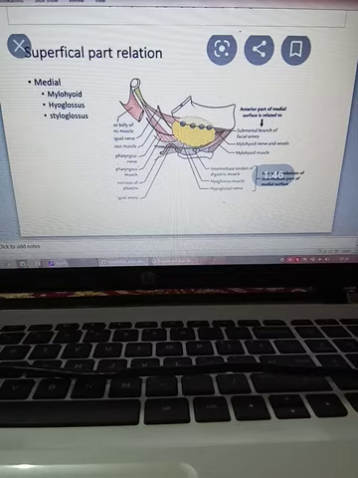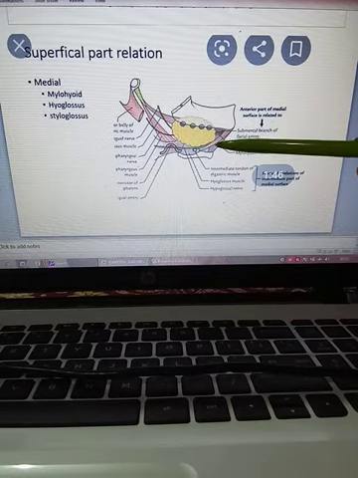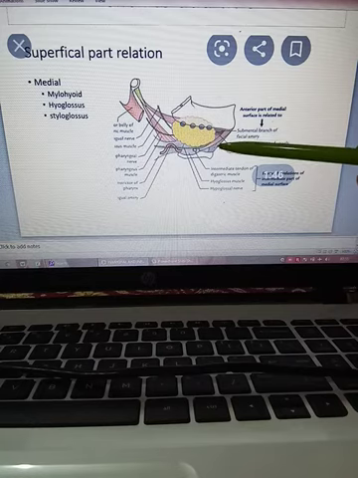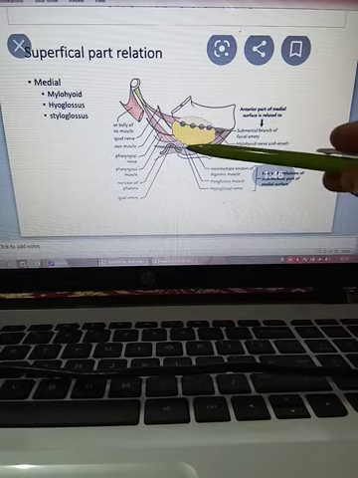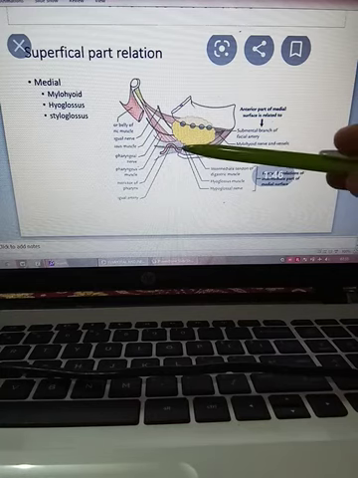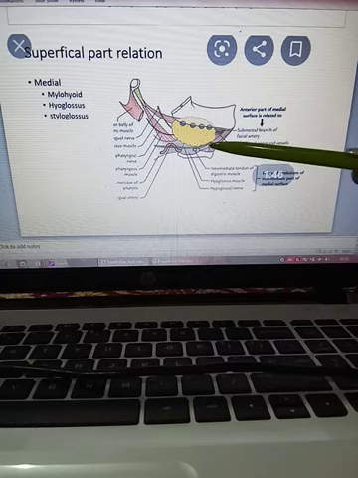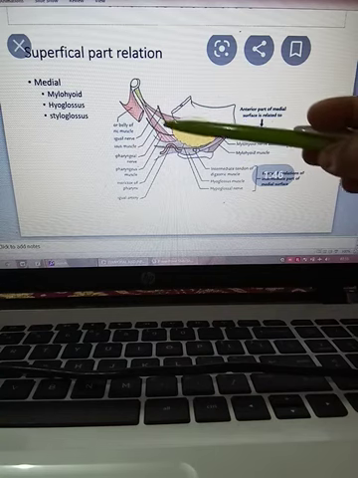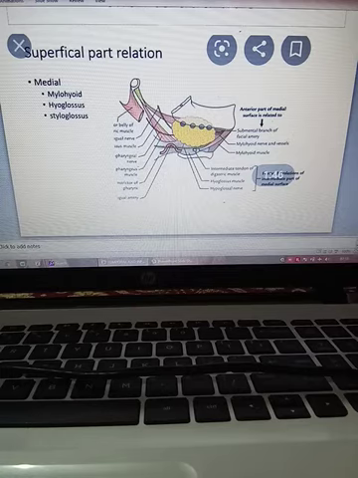In the medial part, from before backwards, you have mylohyoid. See, this muscle is your mylohyoid muscle. Then you have your hyoglossus, and you have your styloglossus. So the mylohyoid, hyoglossus, and the styloglossus muscle are the three muscles which come in the relation of the medial surface.